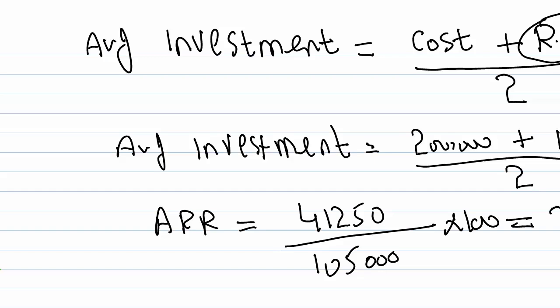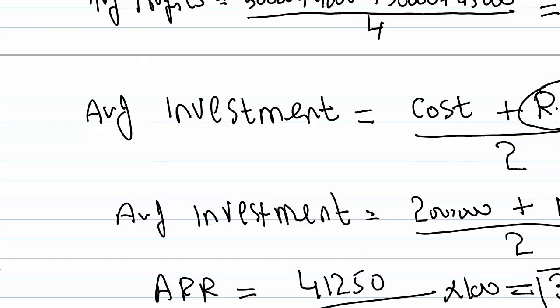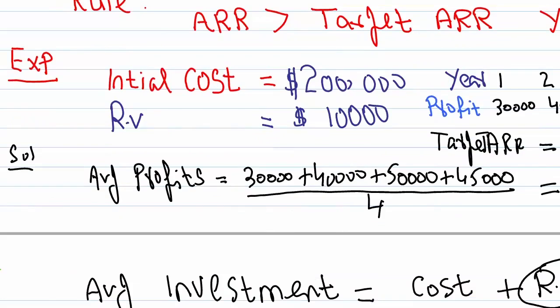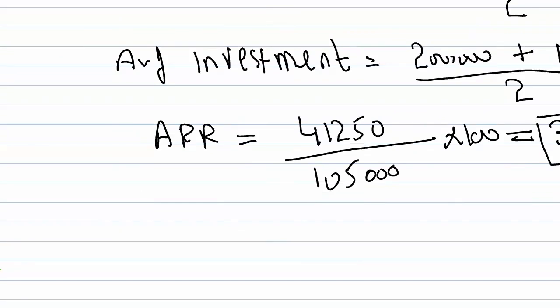Answer is 39%. And this 39% is greater than target accounting rate of return. Your target was 35%. And this proposed project is going to generate accounting rate of return more than 35%. So our decision will be that we should go with this project. According to accounting rate of return, we should invest in this project. The return of this project is more than the target set by the company. Any question?